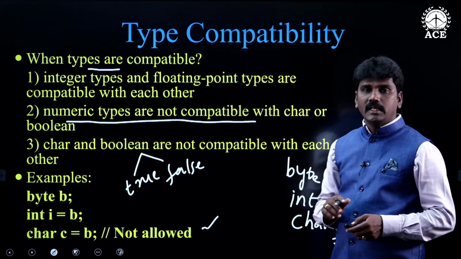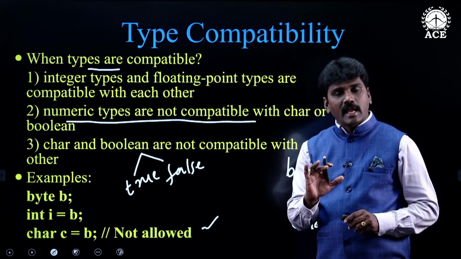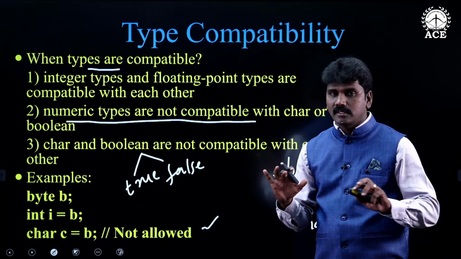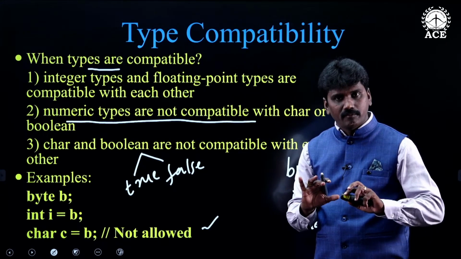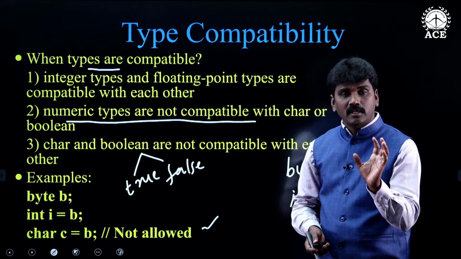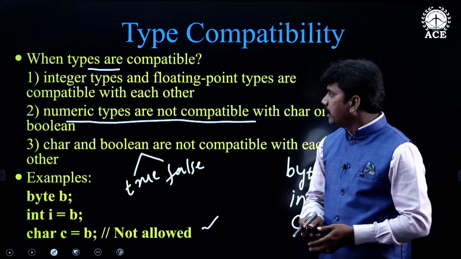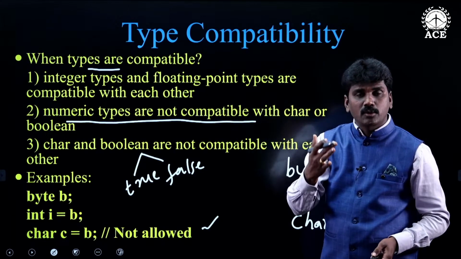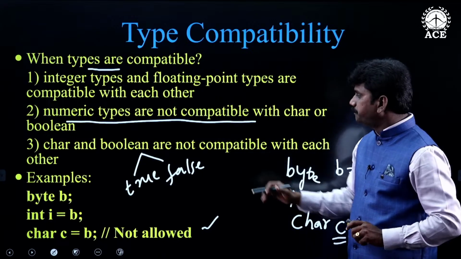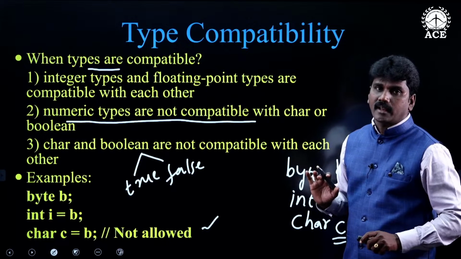So type compatibility between integer and float is there. Type compatibility is not there between the numeric and non-numeric. What are the numeric data types? What are the non-numeric data types? Very clearly, numeric are integer group and floating point group. Non-numeric are character and boolean. Now, even non-numeric types like char and boolean are also not compatible.